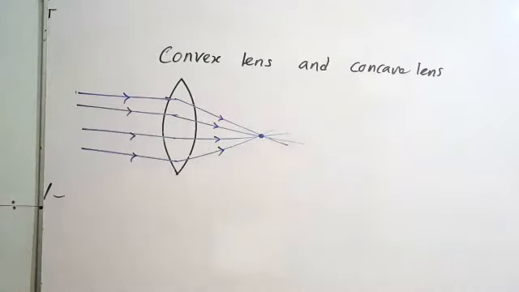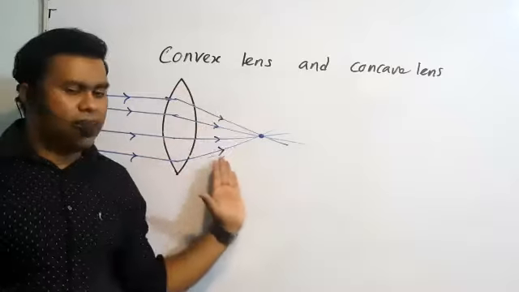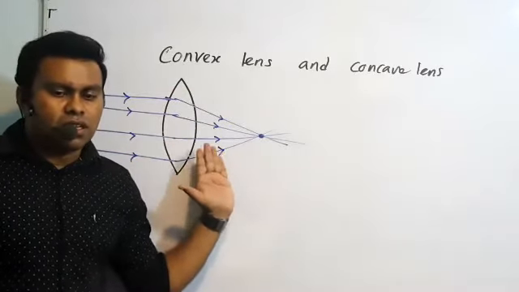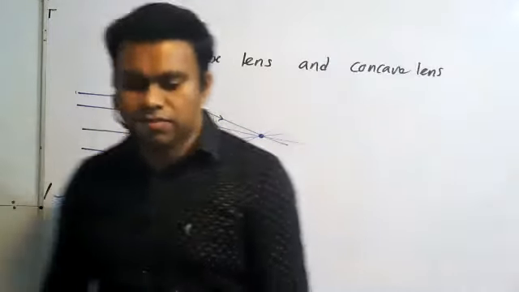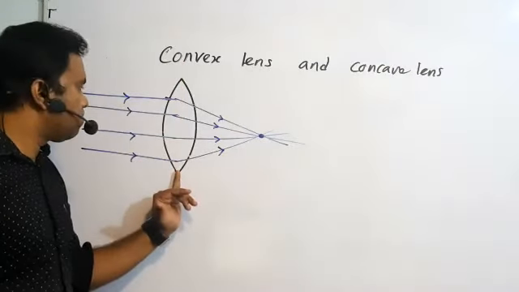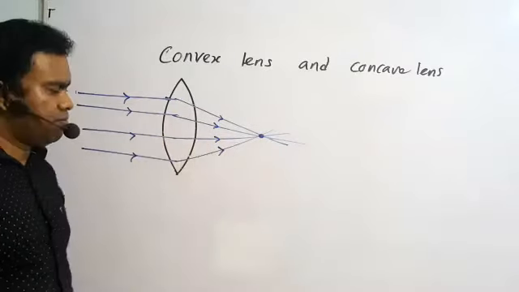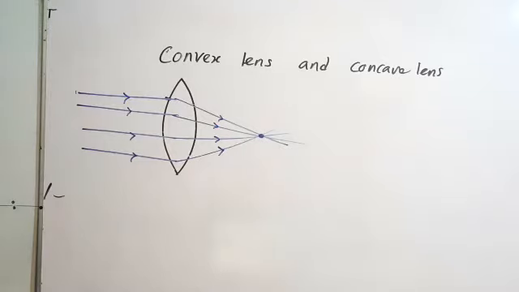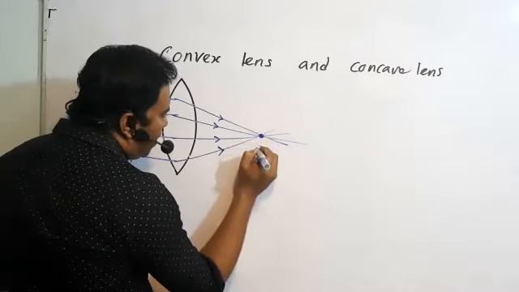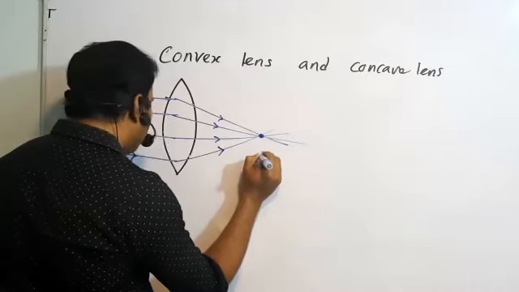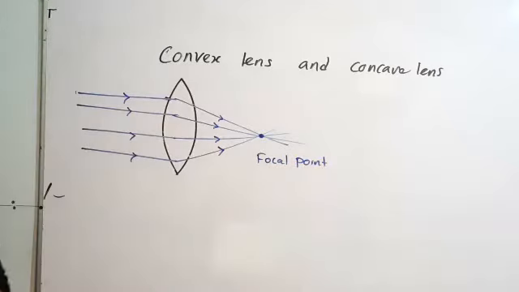Next point, take down: convex lenses converge light rays after the refraction into a point called the focal point.